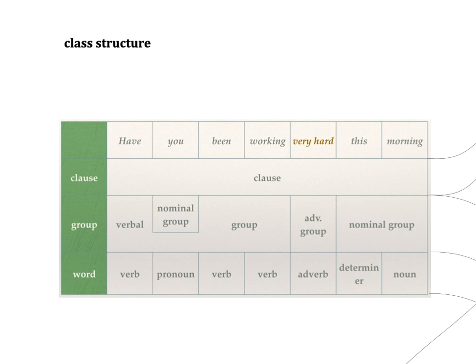So class structure gives us the anatomy. It says what the clause consists of as far as groups are concerned, or phrases, groups and phrases, and words as far as groups are concerned.